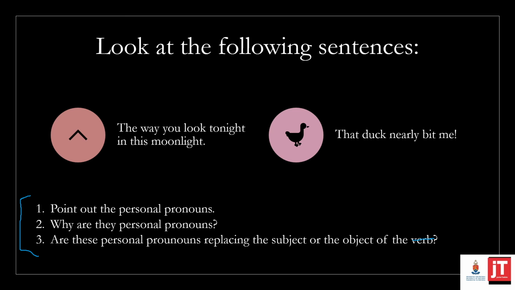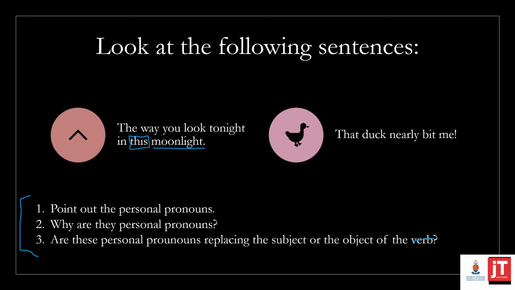Okay, so the way you look tonight in this moonlight. Okay, I am seeing this over here, but I know that this is not a pronoun. How do I know that this is not a pronoun? Because it's right before moonlight. And moonlight is the object of the sentence. It's a noun. Okay, this moonlight, so this would be a demonstrative adjective, because it's describing the moonlight a little bit better. Not the pronoun we're looking for, okay?